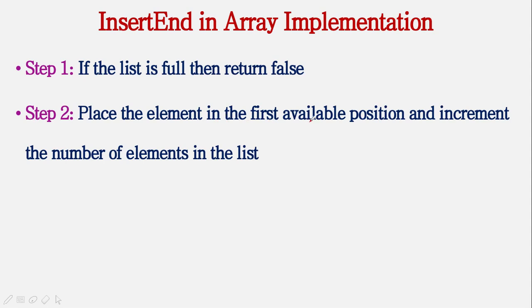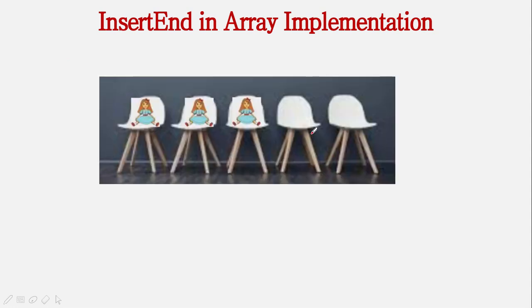What is meant by this is, if there are already 3 elements, place it in the 4th place. If there are already 10 elements, provided there is capacity, place it in the 11th position. First available position can be occupied by the element, right? And also you have to increment the number of elements in the list. So these are all the steps. Let us map to the analogy. A new person is coming inside this room, and since it is insert end, he has to take the 4th place, right? He can directly walk into this place and sit, right?